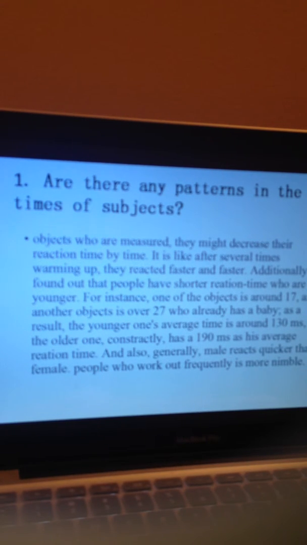And also, generally, males react quicker than females. People who work out frequently are more nimble.